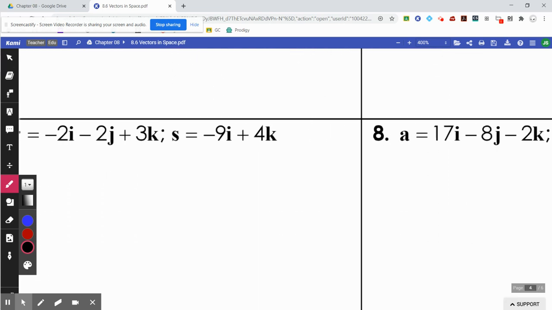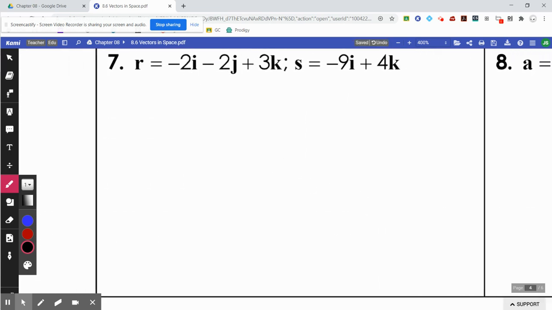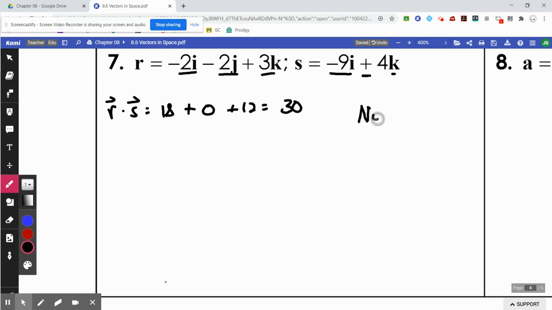Number 7, same thing as a linear combination. R dot S is equal to, make sure you do your i's with i's. i's with i's gives you 18, plus j with j. There are no j's over here. So therefore, that would be negative 2 times 0, which is 0. And then 3 times 4, which is 12. That gives you a dot product of 30. So these also are not orthogonal.